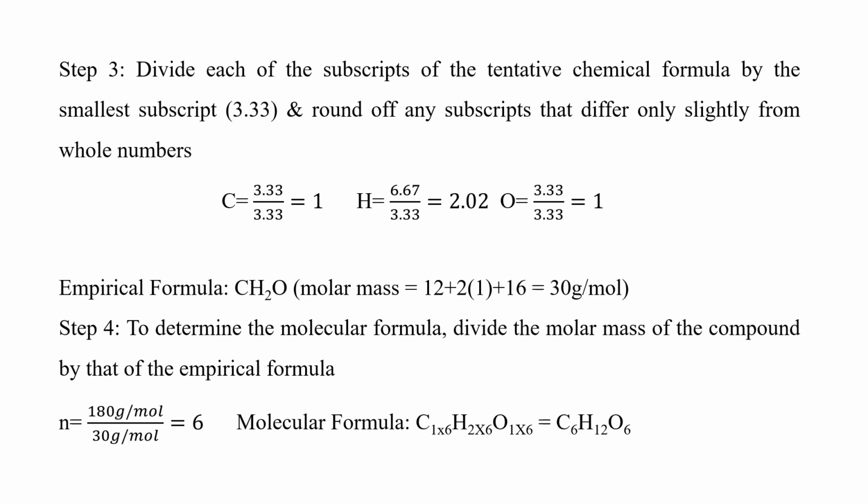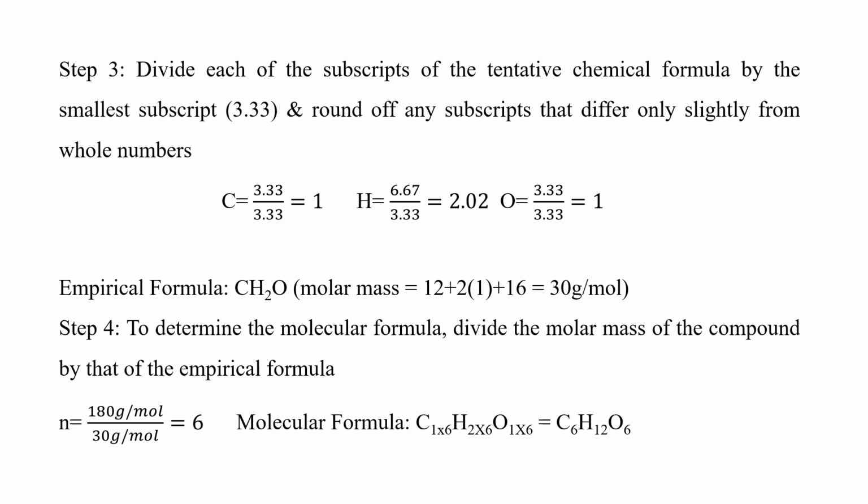So when we divide each of the subscripts of the tentative chemical formula by the smallest subscript, we are going to have 1 carbon, 2.02 hydrogens. Remember that we need this number to become a whole number, and 2.02 is closer to 2. Hence why we are going to have 2 hydrogens and 1 oxygen. So the empirical formula becomes CH2O. That is 1 carbon, 2 hydrogens, and 1 oxygen.